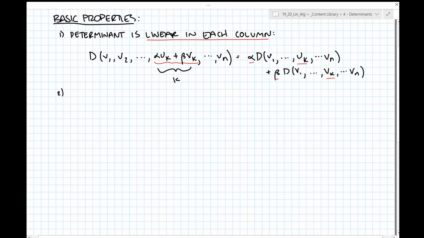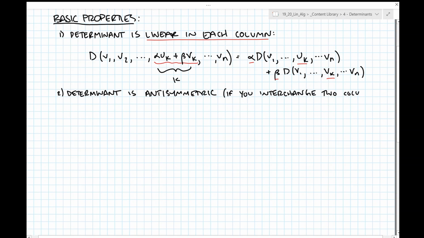The second basic property we said was that it's antisymmetric. Basically, if you switch, well, the fancy word for switch is interchange, if you interchange two columns, the determinant changes sign. That's what we mean when we talk about antisymmetric functions.